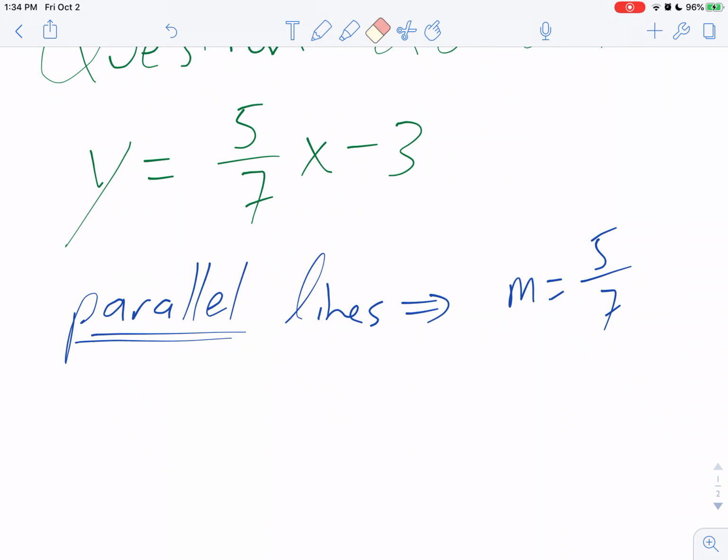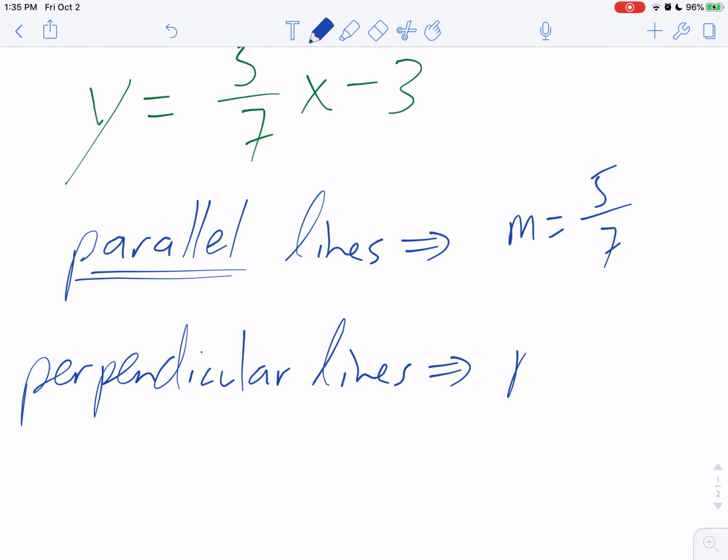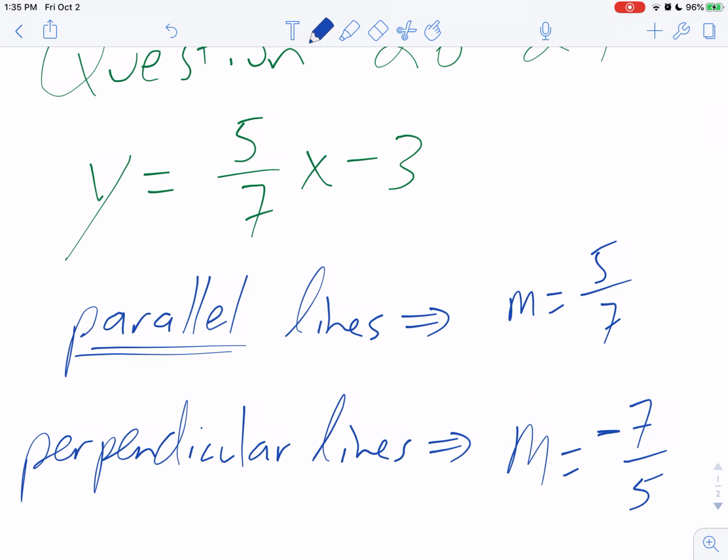Now, perpendicular lines, that's a different rule. Perpendicular lines have slopes that are negative reciprocals of each other. Okay? What I mean by that, this one is a nice one to show. The slope would be the reciprocal of our given slope. Remember, our given slope was 5/7. It's the reciprocal of that, and it's the opposite sign. Notice how I put a negative there, and our original one was a positive.